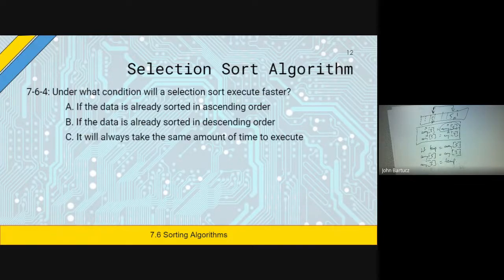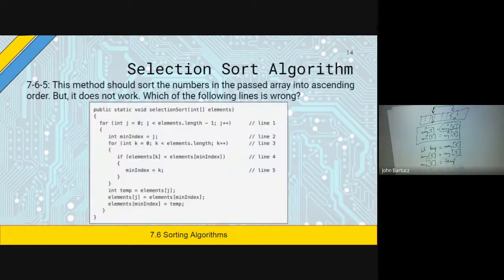All right, so in the interest of time, I will explain it's always going to take the same amount of time because the algorithm does not know in advance what the numbers are. It always has to check all the numbers for every single position. So this is not one of the algorithms that can take advantage of a pre-sorted data set.